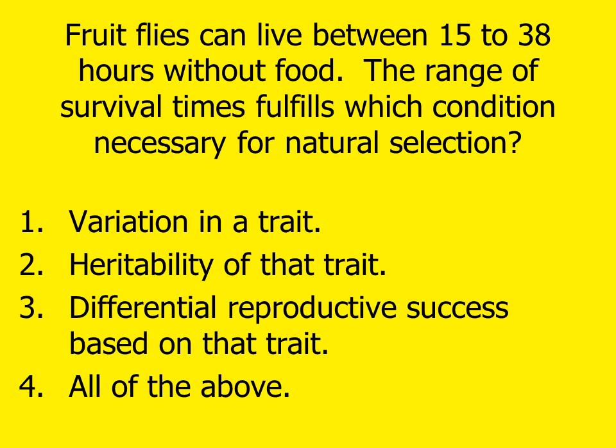Okay, so there's those 3 different things that have to be met to be natural selection. I'm asking you in this example, which of the 3 is this example? Is it variation in a trait, heritability of that trait, differential reproductive success on that trait, or all of the above? Go ahead and pause while you think of the answer.